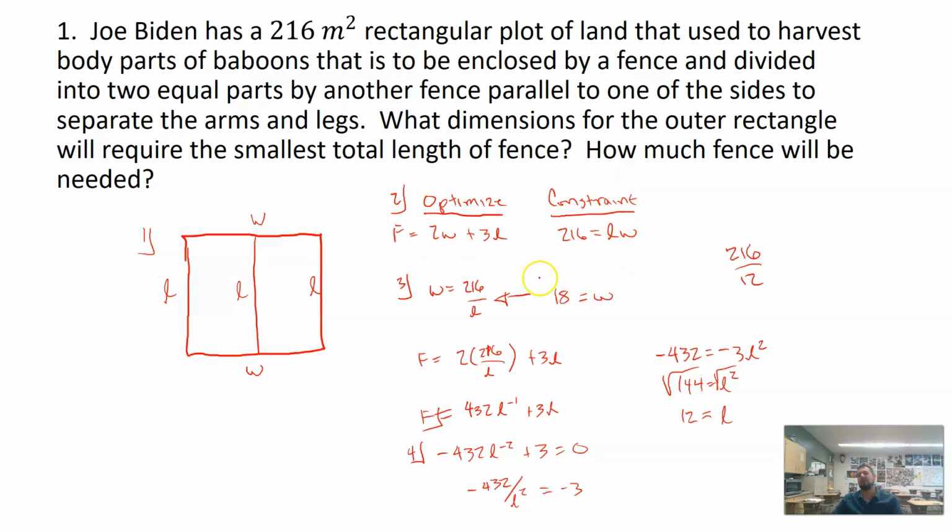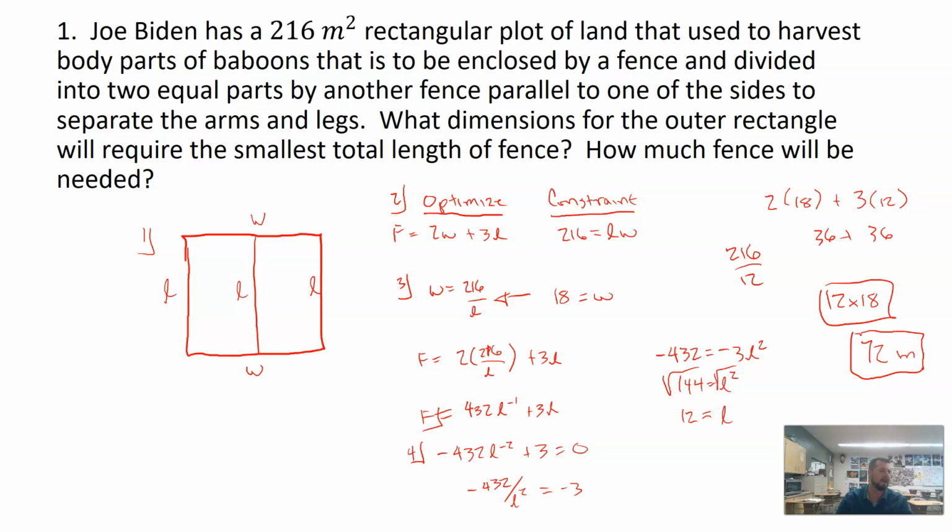It also wants to know how much fence would be needed. So I have to plug my 18 in for W and my 12 in for L into my fence length. And so I get 36 plus 36. So I have 3 different answers here. The dimensions are 12 by 18, and I'm going to need 72 meters of fencing. Now, again, I know I went through that kind of quickly, but these are optimization problems. They always follow the same steps. So that is your answer to number 1.